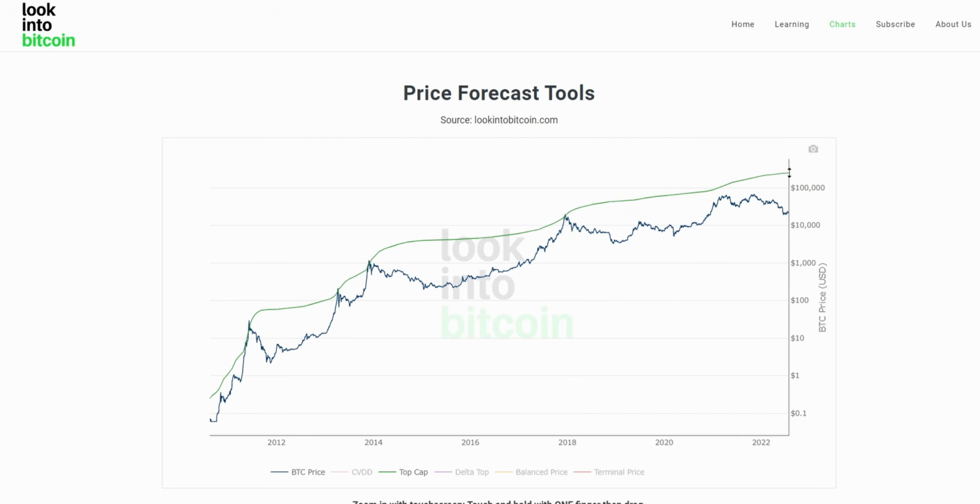Right now, the top cap value sits at just beneath $250,000. And I'm sure everyone would love to see Bitcoin's price reach or even surpass that, but we'll have to wait and see if that's a possibility.